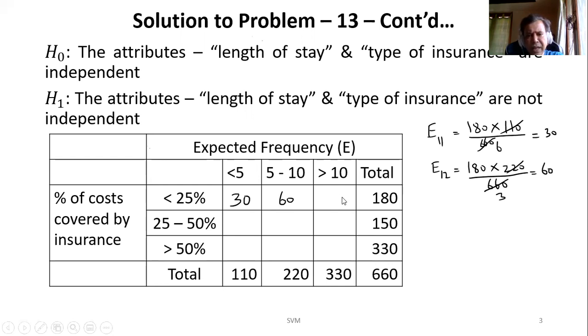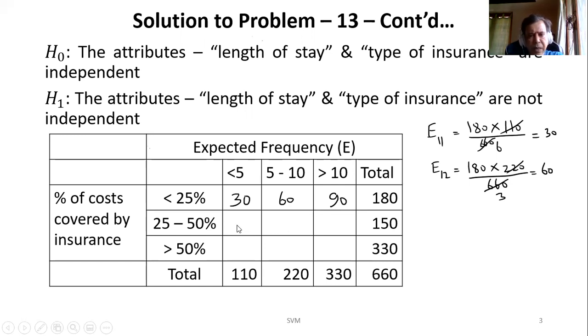Now, this we need not calculate because this total needs to be 180. This is 30 plus 60, 90. That 90 will be subtracted from 180, so we get 90 directly. We need not calculate like this. Straight away, we can make it as a balancing figure.